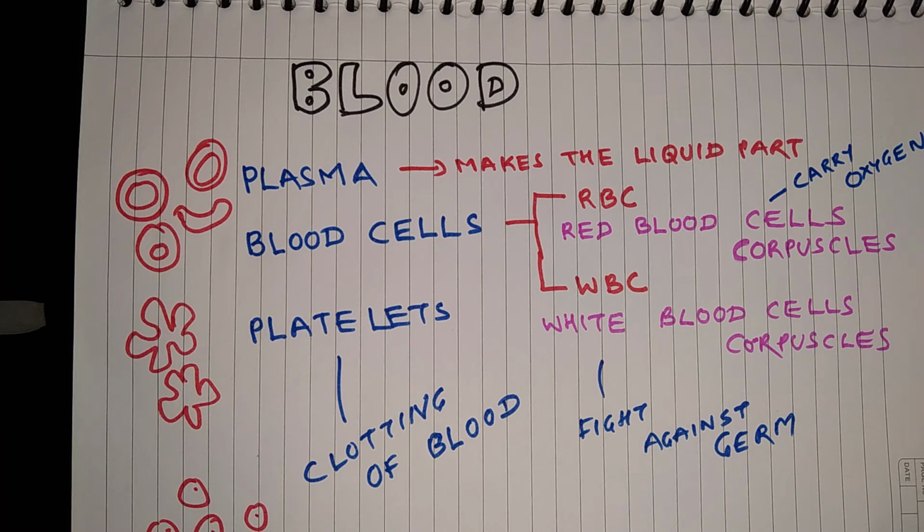So let me now recapitulate. I talked about the circulatory system. I talked about the main parts of the circulatory system, that is heart, blood vessels and blood. Then I talked about different chambers of heart, circulation of blood through heart, and different components of blood.